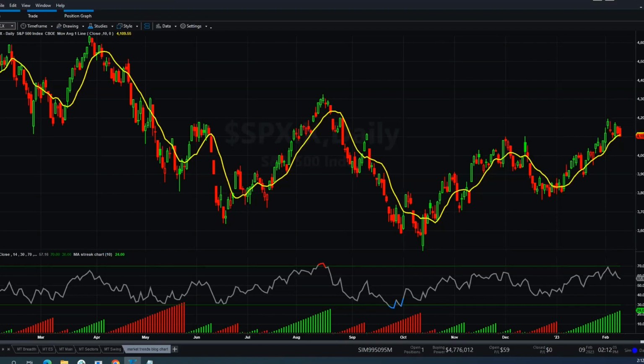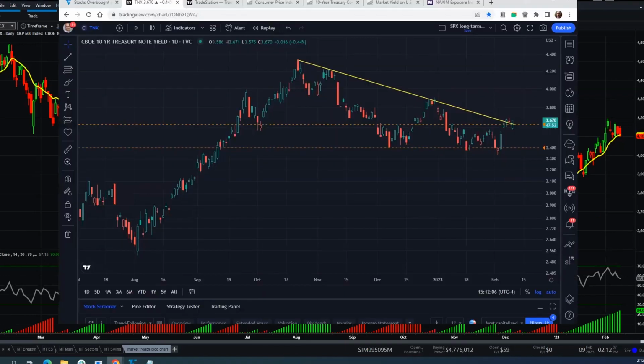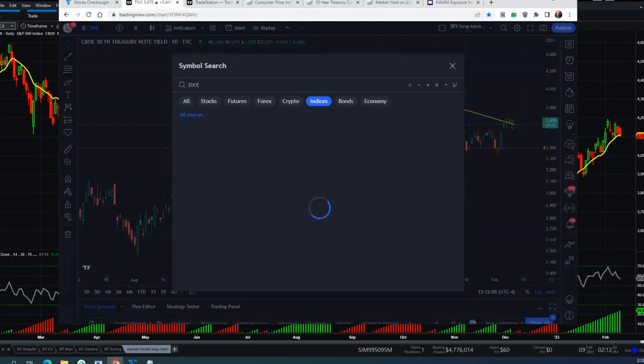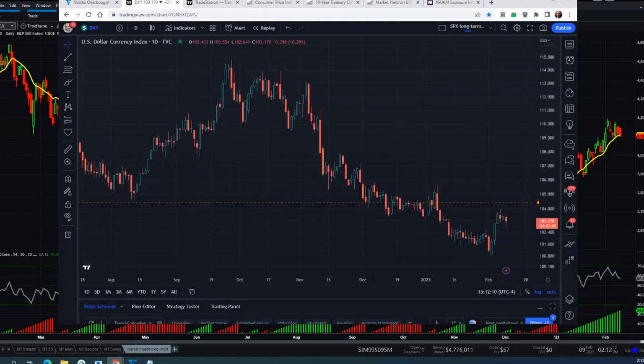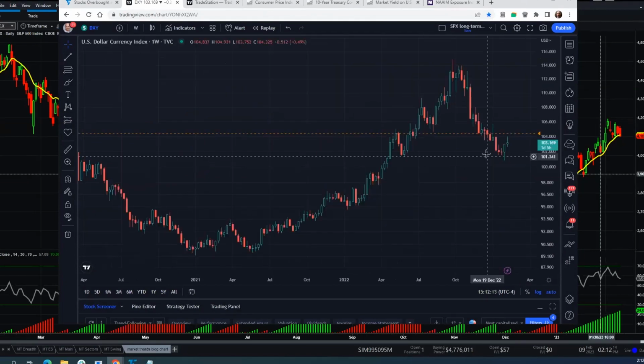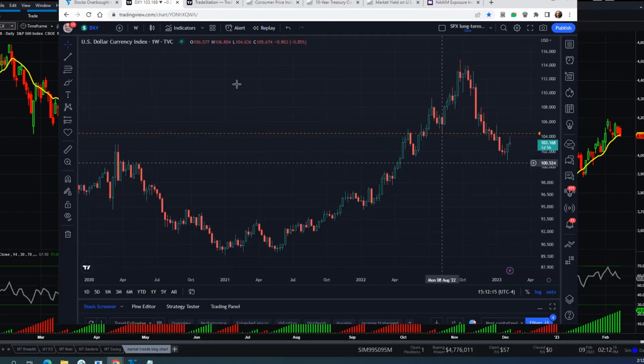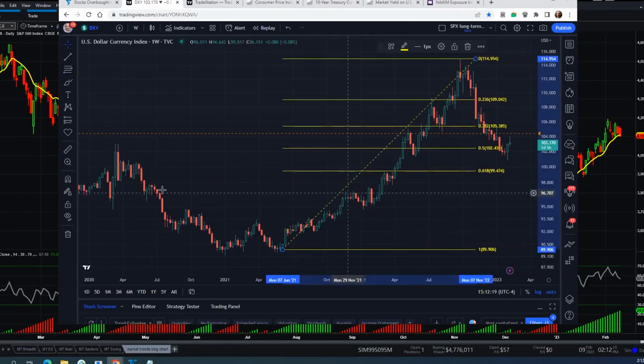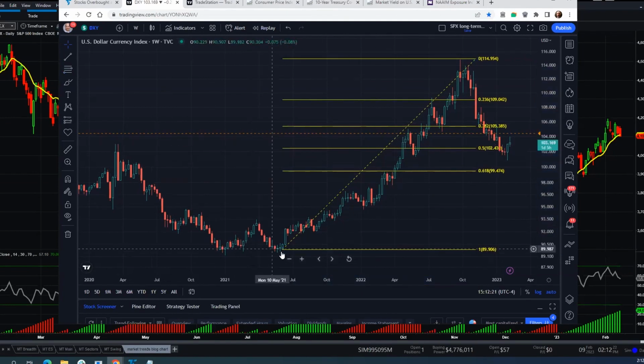All right, now let's go back quickly to TradingView because it's easier to see DXY, the dollar index. Look at the weekly. Huge outside candle. Now something else, Fibonacci retracement on here. This is the 50% retracement. So this was last year, the big monster rally in the dollar. We retraced half of it, and now we have a bullish outside candle.